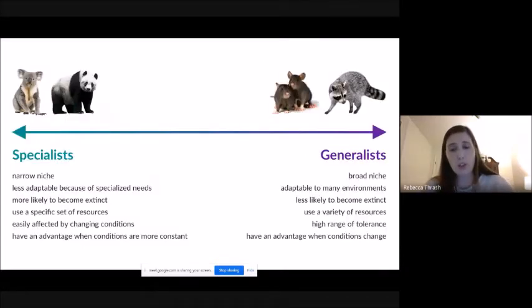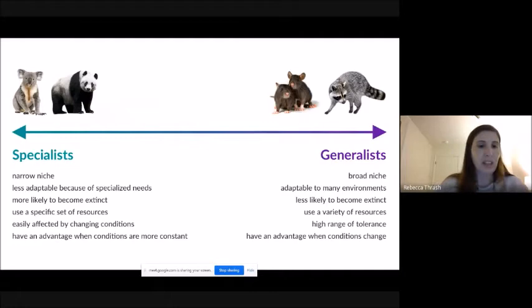Species aren't characterized as just specialist or generalist. This is on a continuum. So the more specialized a species is, the less adaptable it can be in the environment because it has very, very specialized needs. For instance, the panda has a very particular food source and habitat. And if those bamboo forests that they use are destroyed, they literally have nowhere else that they can survive.